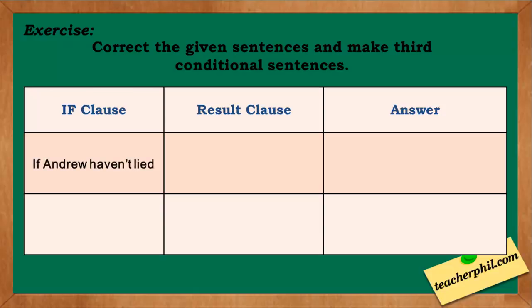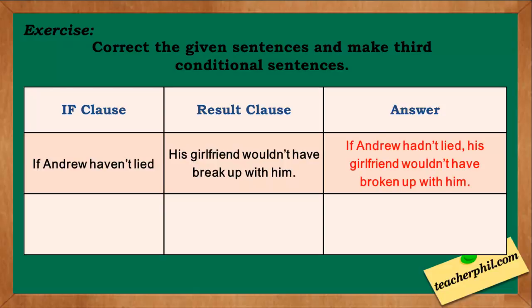The first one: if Andrew hadn't lied, his girlfriend wouldn't have break up with him. The answer is, if Andrew hadn't lied, his girlfriend wouldn't have broken up with him. The if clause here is in present perfect. We need to change it into past perfect: if Andrew hadn't lied. The result clause is wrong, because after the auxiliary verb have, the main verb break up should be in past participle. His girlfriend wouldn't have broken up with him.